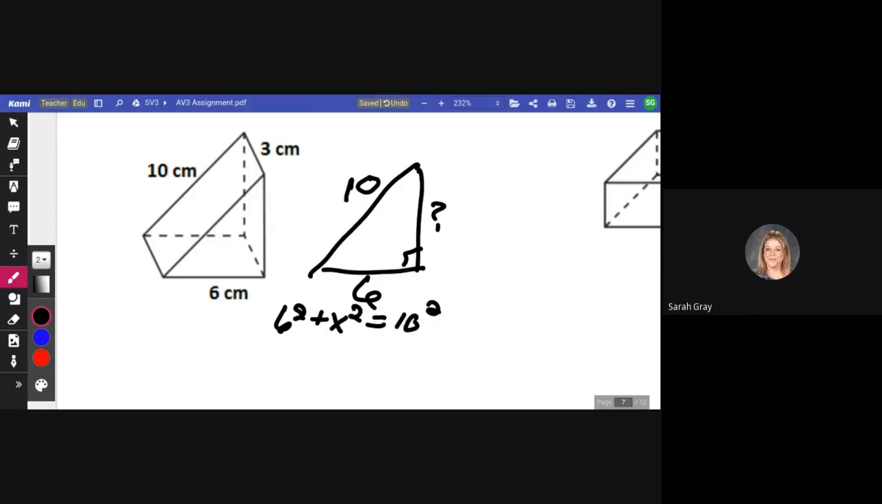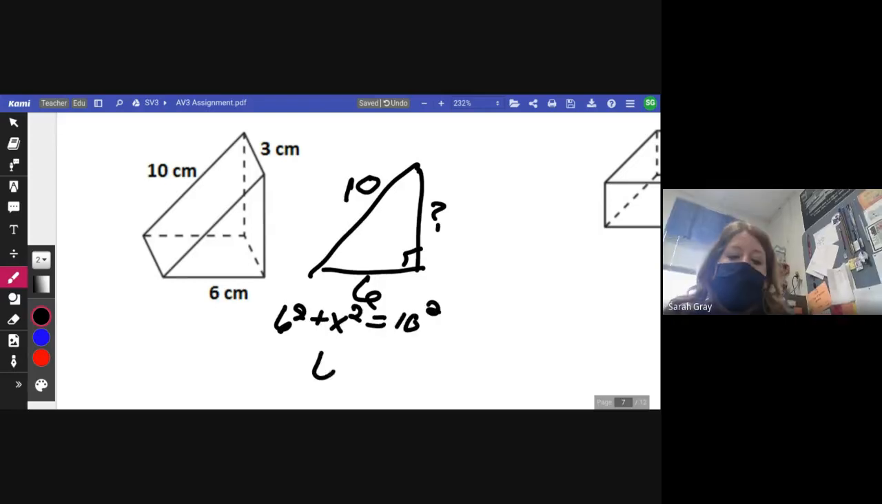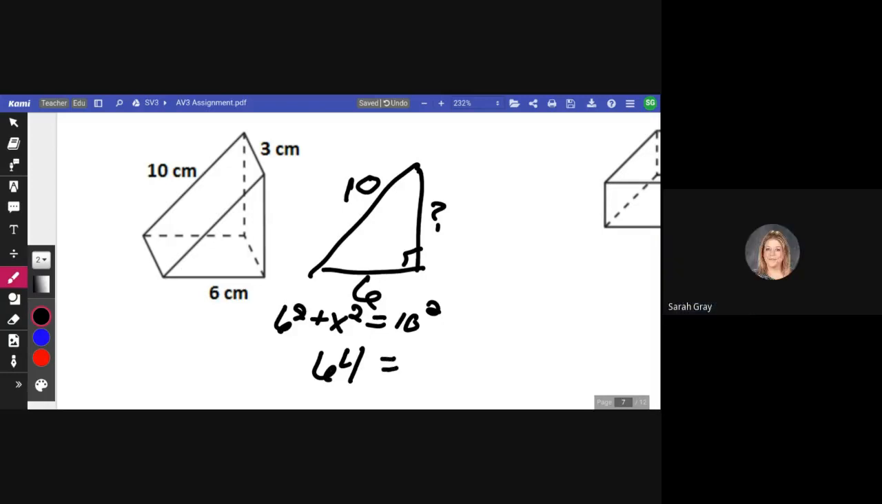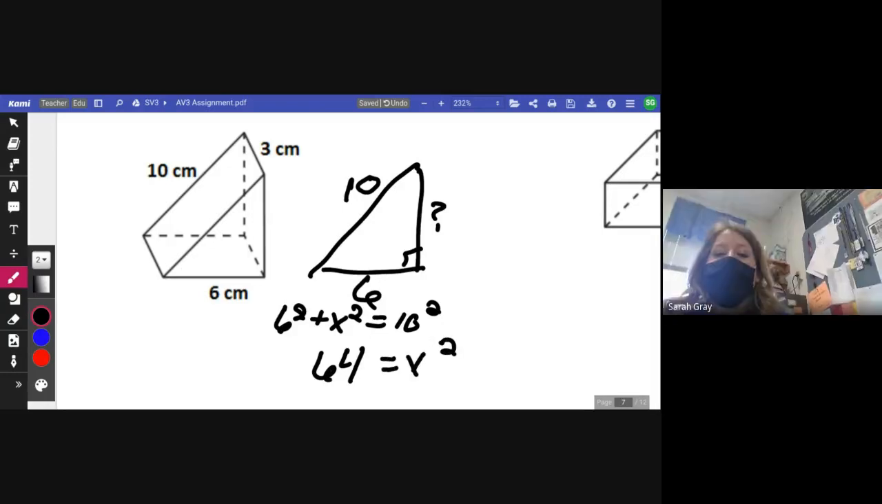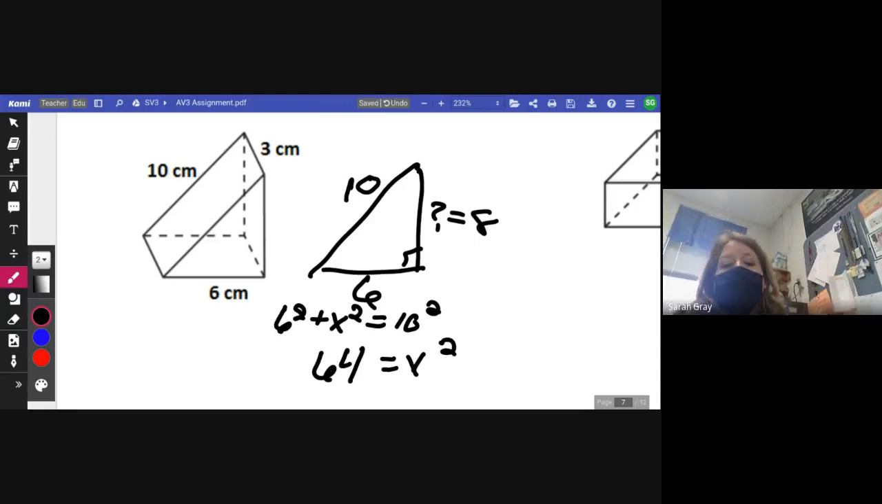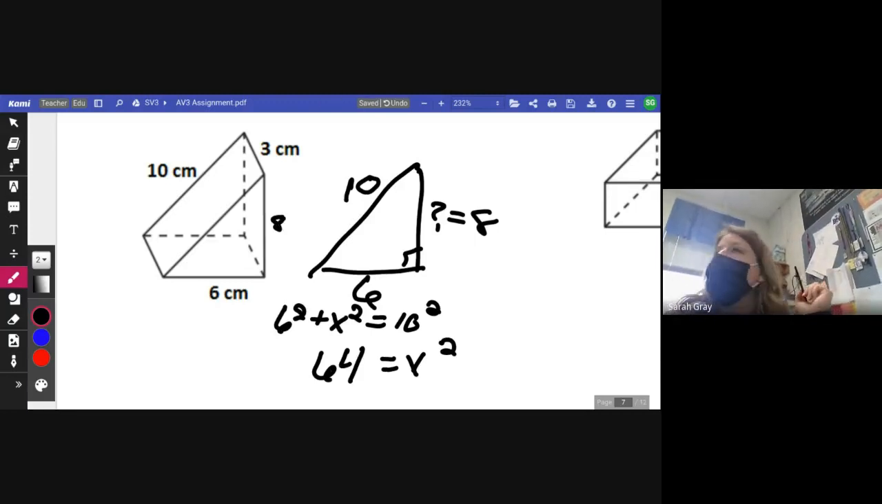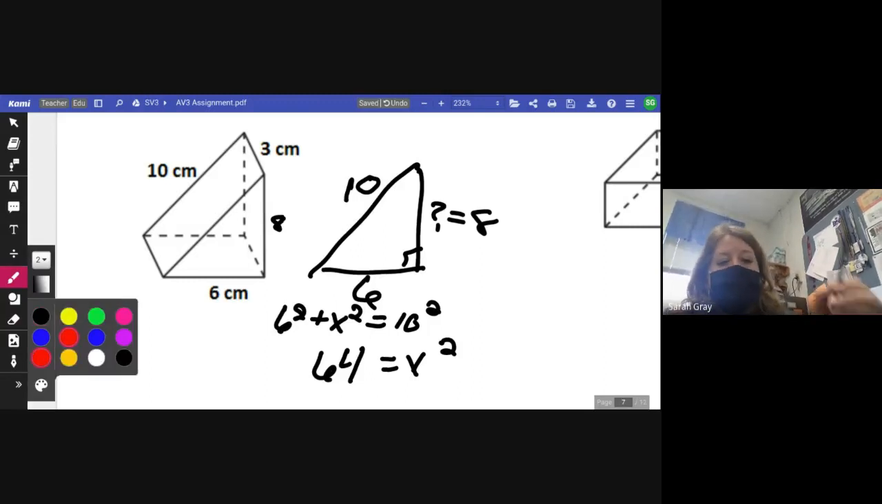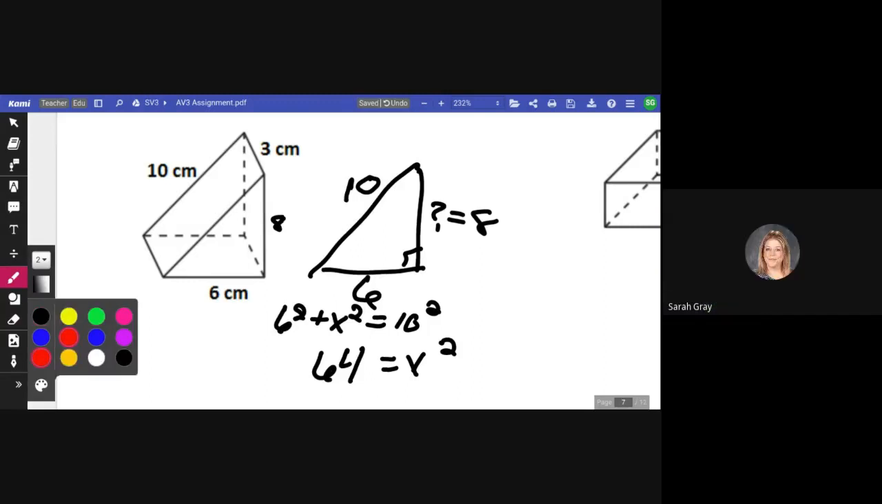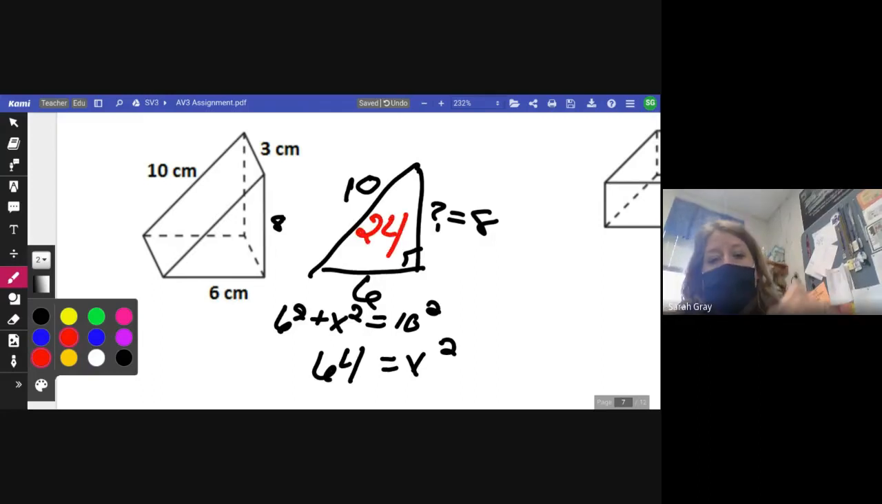6, 8, 10. It's going to end up being 64, so that side is going to be 8. So then the area of our triangle is going to be 6 times 8 times a half. It's going to be 24. So take area of the triangle times the height to get your volume on that one.